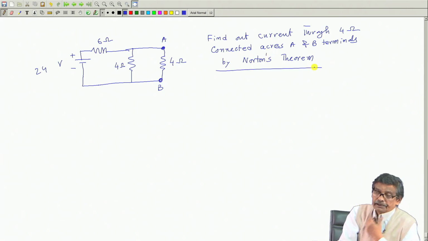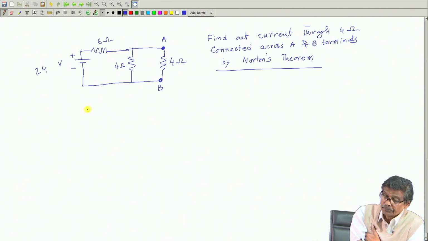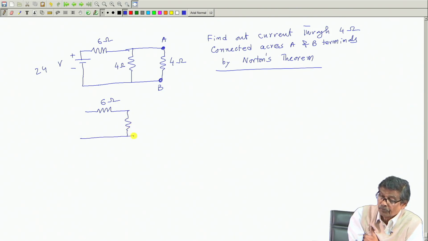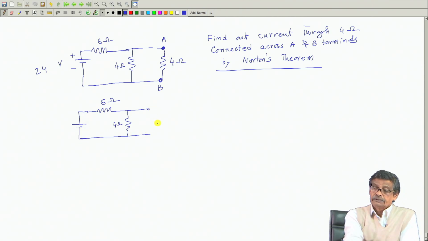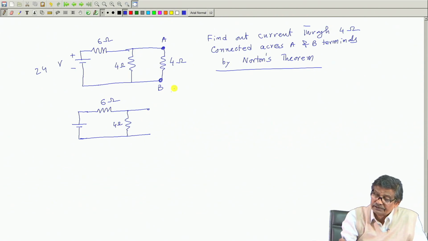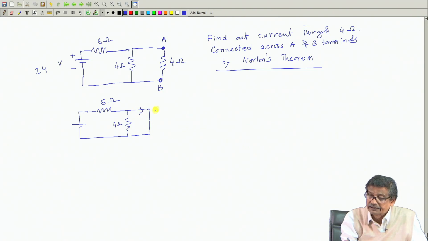So, what is the first step? First step is you find out the short circuit current. So, what you have to do? 6 ohm is there, 4 ohm is there, this 4 ohm is there. Then across AB, you have to put a short circuit, is not? So, remove this 4 ohm resistance and put a short circuit, and you have to calculate this current.